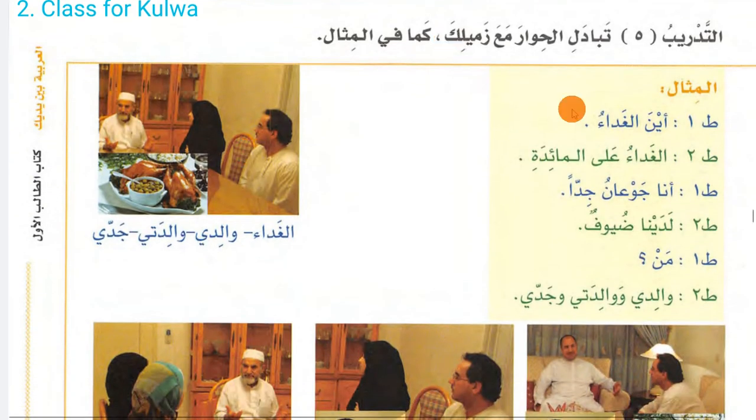أين الغداء. Where is the lunch. الغداء على المائدة. The lunch is on the dining table, dining sheet. أنا جوعان جدا. I am very hungry. لدينا ضيوف. We have guests. من هو. والدي ووالدتي وجدي. My father and my mother and my grandmother. Sorry, my grandfather.